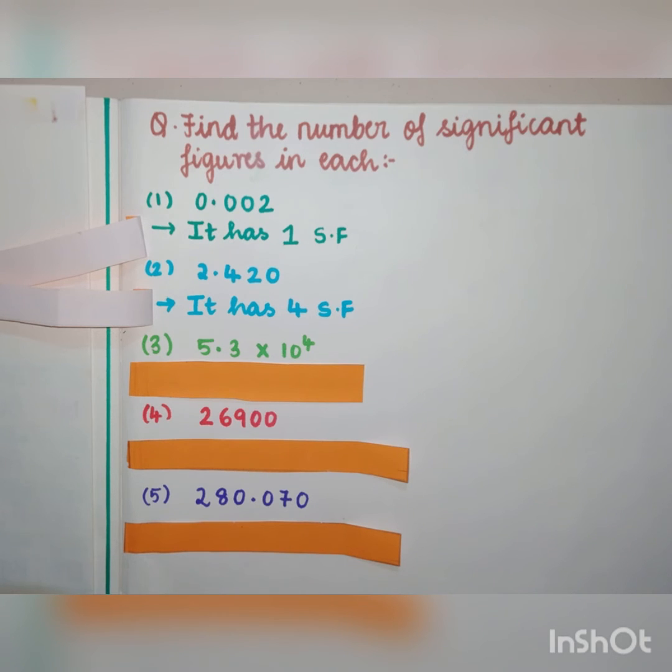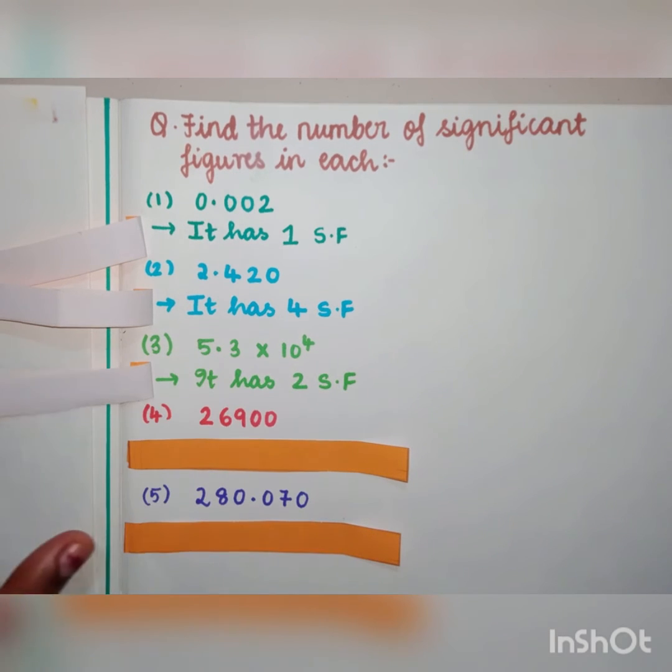I will now move on to our question number 3, and our number is 5.3 into 10 to the power 4. You can again pause the video and think of your answer. The answer is, it has only 2 significant figures.